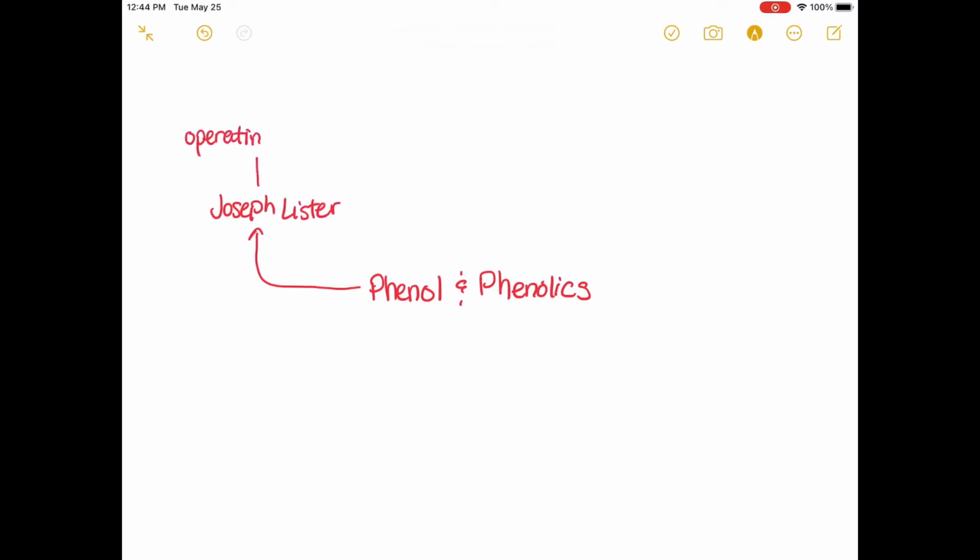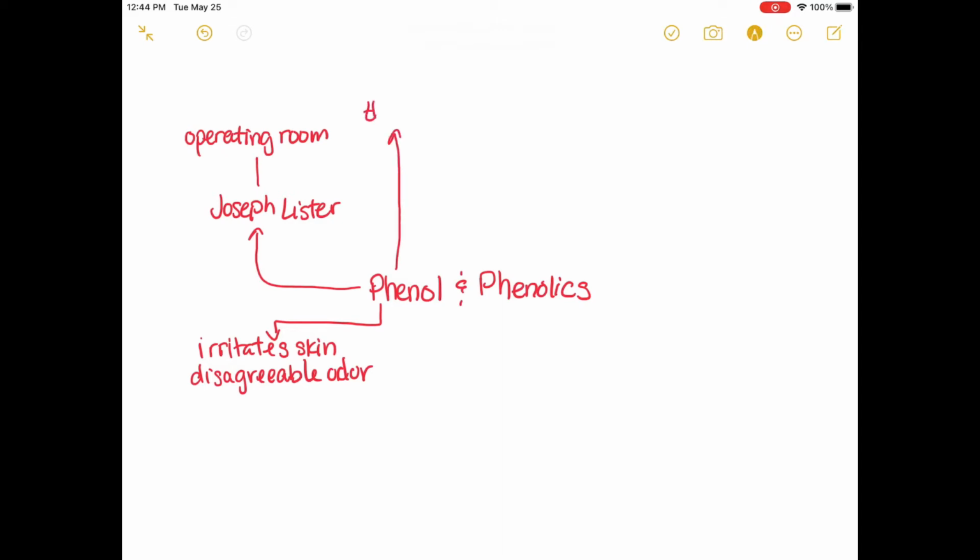Joseph Lister used phenol to control surgical infections in the operating room. Today, it's rarely used because it irritates the skin and has a disagreeable odor. We can see phenol at low concentrations in throat lozenges. It has a low microbial effect, but in high concentrations, greater than 1%, there is a high antimicrobial effect.